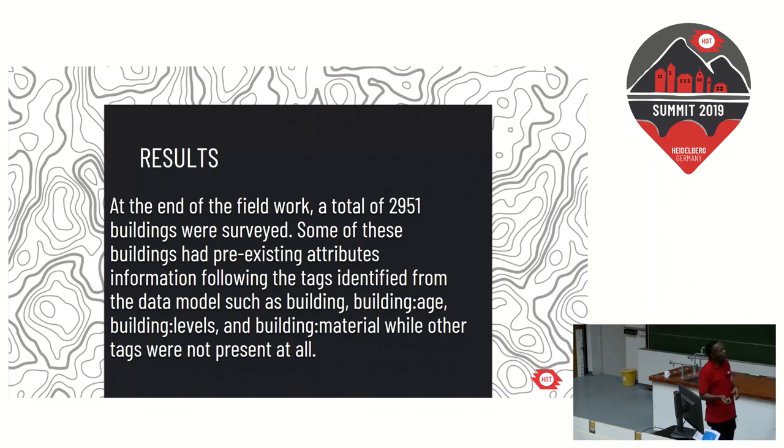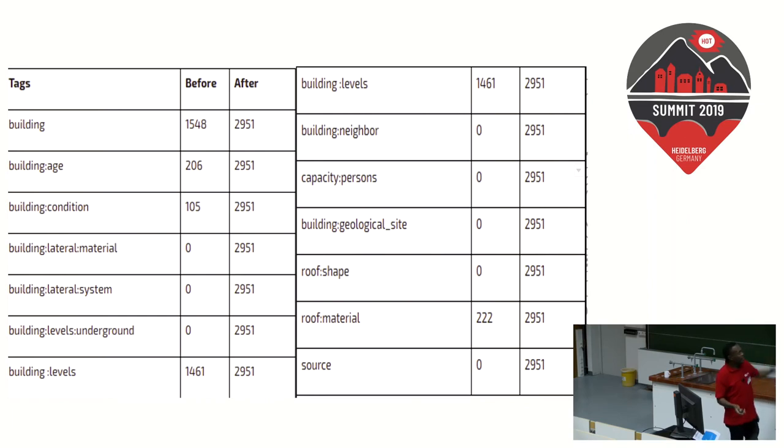2,951 buildings. Some of the building footprints had pre-existing information, but we were able to capture 2,951 within the whole seven homogeneous zones, and there are some of the features counted, starting from building as well as from the source. Some of the attribute information was very new.